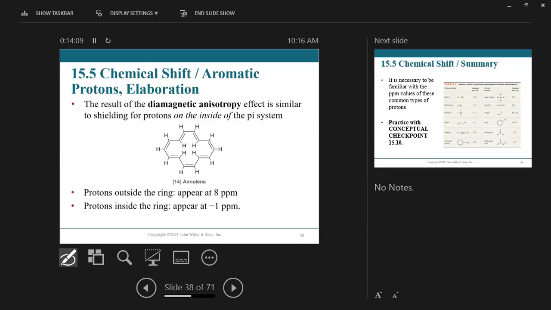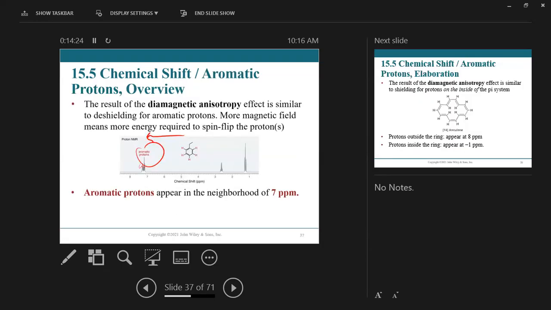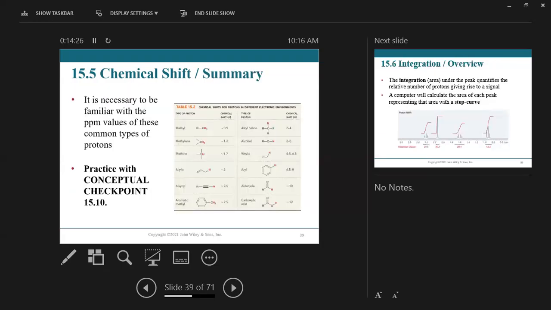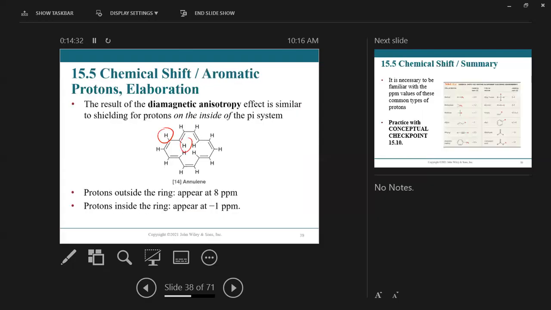So we have a pi system right here, 14 annulene. Protons outside the ring appear at 8 ppm. And the protons inside the ring appear at -1 ppm. I don't think they should. I don't think this is -1. This is +1, or around approximately 1.